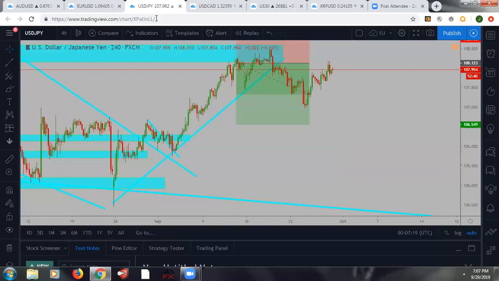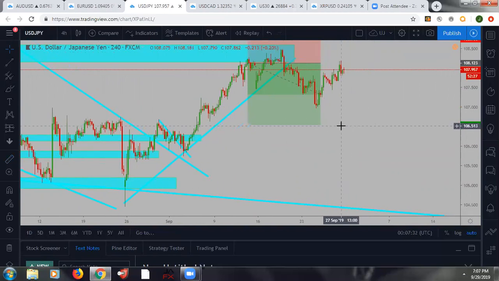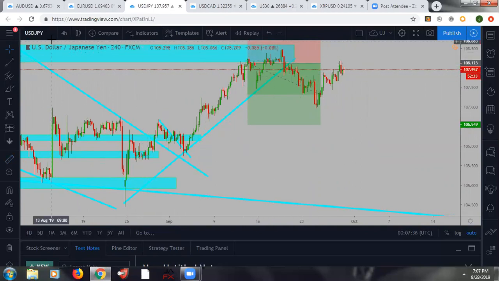Now let's go to UJ. UJ, I was in this trade, almost at my TP, sadly I didn't get out of it, not necessarily waiting for it. I was upwards of almost 100 pips, which is not a bad trade at all. Right now it's within that zone where it's retesting that support resistance zone.